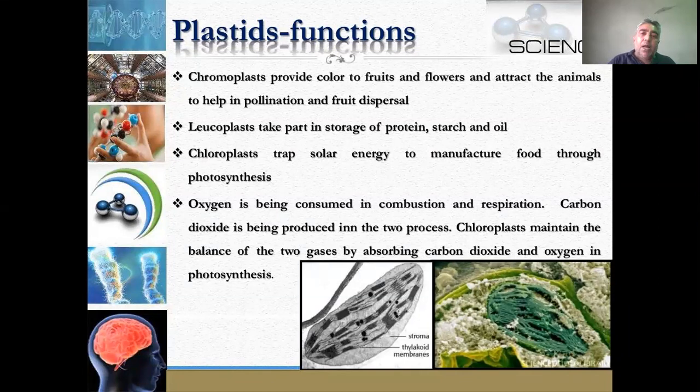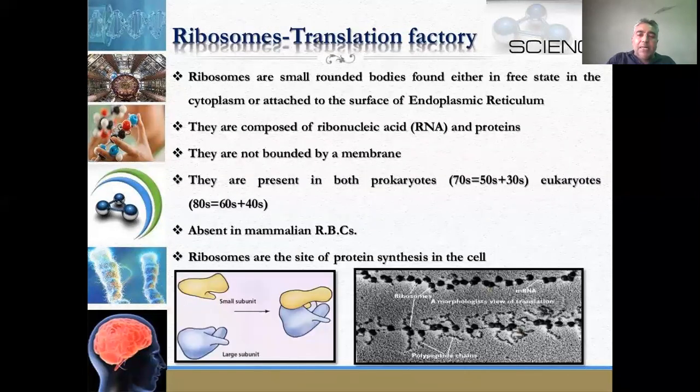photosynthesis. Ribosome, then another cell organelle, that is the ribosome, are the small rounded bodies found either in the free state or in combined state in cytoplasm or attached to the surface of endoplasmic reticulum. They are composed of ribonucleic acid and proteins. What is the composition of ribosome? They are formed of ribonucleic acid and proteins.